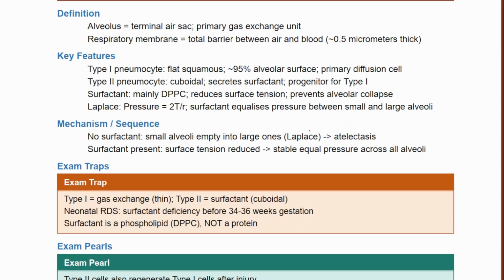expand. Now let's tie this entire concept directly back to the key terms and exam traps you will face on the test. When you review your notes, remember the strict definition of the alveolus. It is the terminal air sac and the primary gas exchange unit of the respiratory system. The barrier separating air and blood is the respiratory membrane, which is roughly 0.5 micrometers thick.